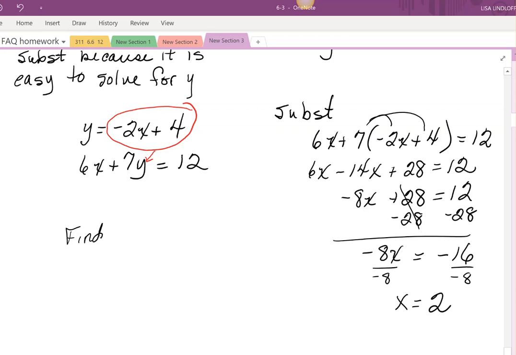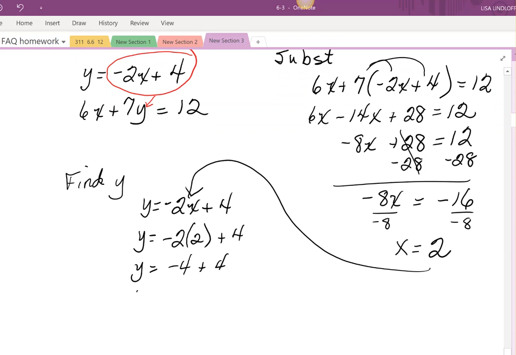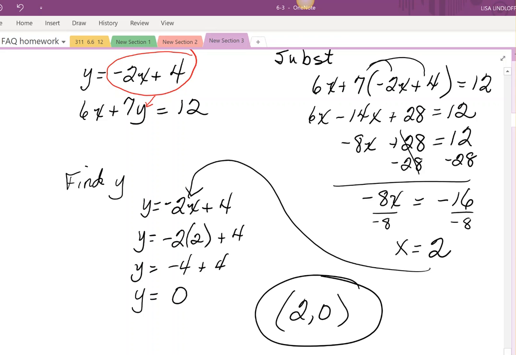Find y. And because I use substitution, I have a circled equation. y is equal to negative 2x plus 4. Let's take that and plug it in. y is equal to negative 2 times 2 plus 4. y is equal to negative 4 plus 4. y is equal to 0. So it looks like the ordered pair is 2, 0.